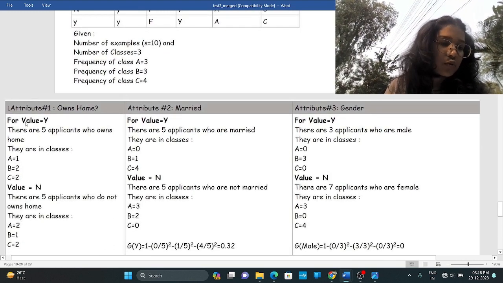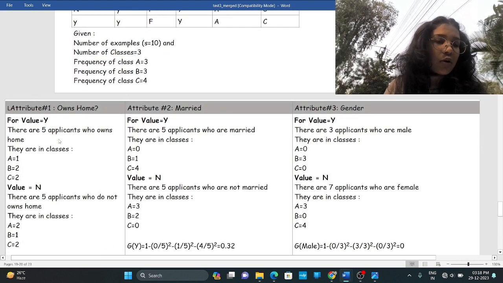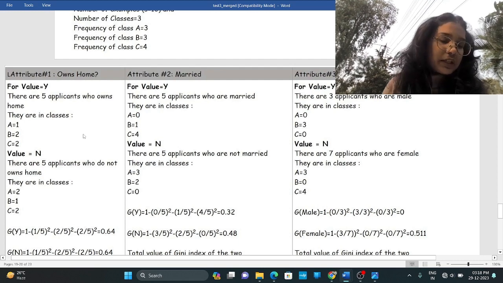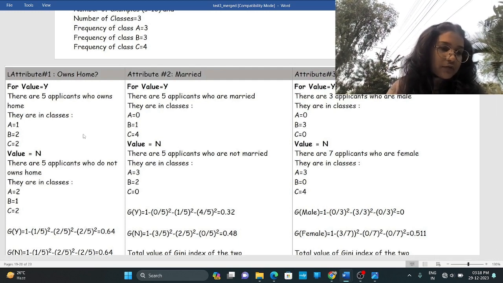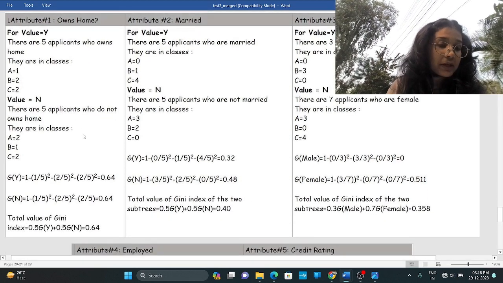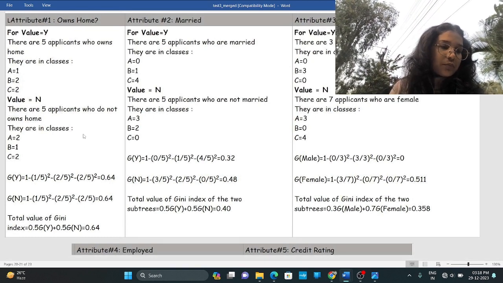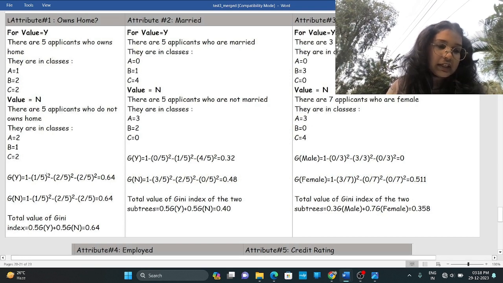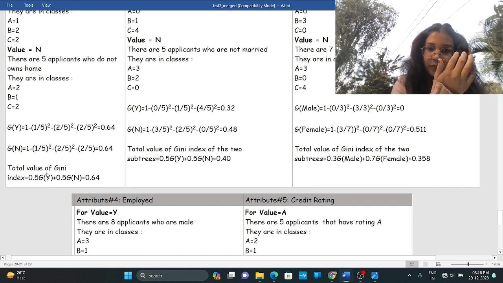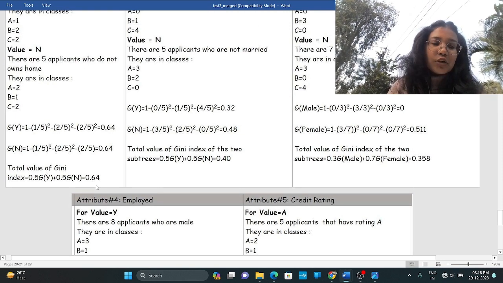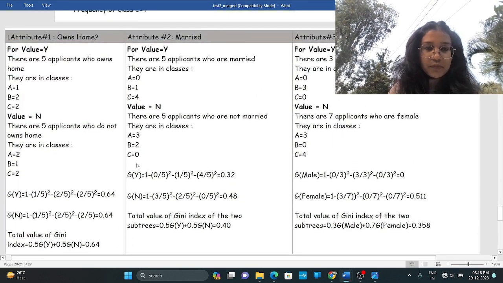First attribute owns home. For value y, there are 5 applicants who own a home. They are in classes A equals 1, B equals 2, C equals 2. For value n, there are 5 applicants who do not own a home. They are in classes A equals 2, B equals 1, C equals 2. Then we calculate the Gini index. Total value of Gini index is 0.64 for owns home.